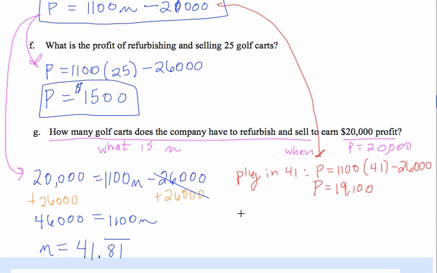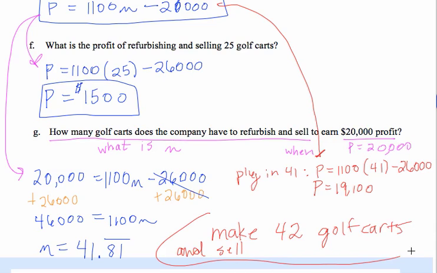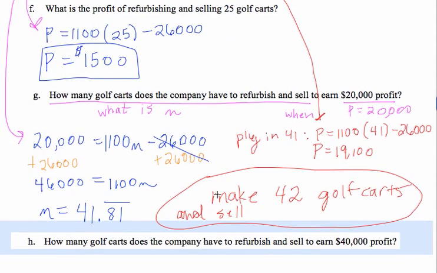Hopefully you could figure that out by just thinking about it, realizing that 41 isn't going to quite get you there. So you're actually going to need to make 42 golf carts, or make and sell 42 golf carts in that month in order to have a profit. Your profit will actually be a little bit bigger than 20,000 because this is not a whole number. But that'll get you at least a $20,000 profit.